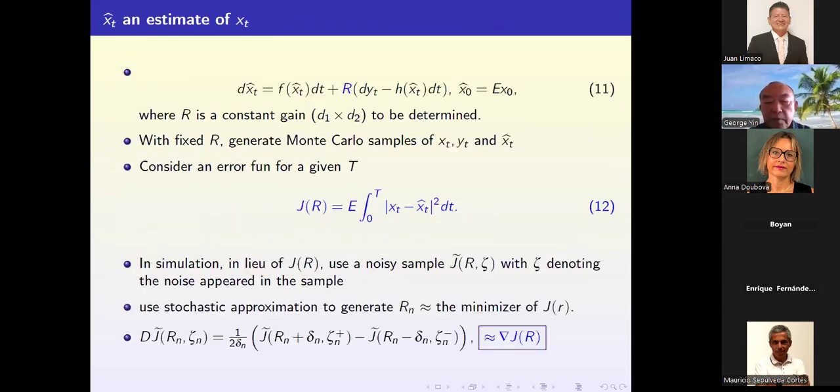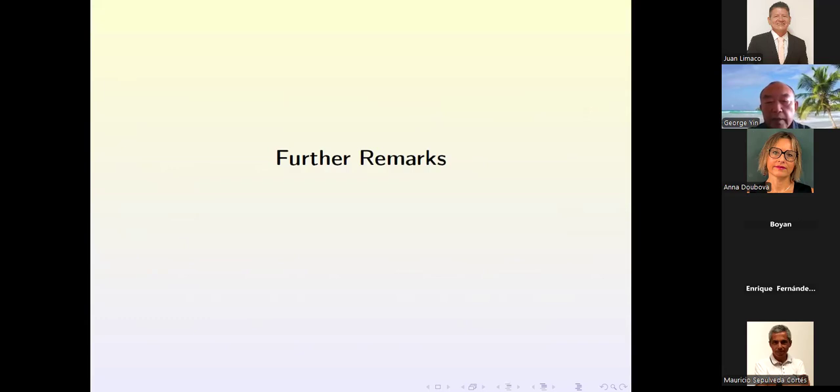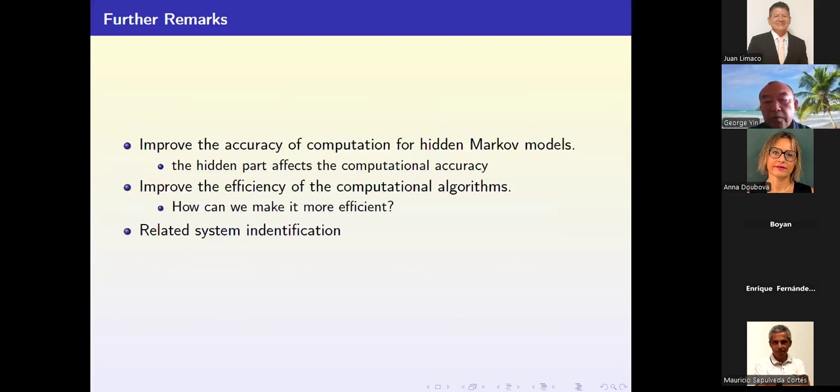I think I'll skip this part and make some further remarks. If time permits, I will go back. I don't know why a few slides disappeared. I'll try to find that and show you what I mean by the linear combination or the filtering part. Now for us, the important thing is to improve the accuracy of the calculation.